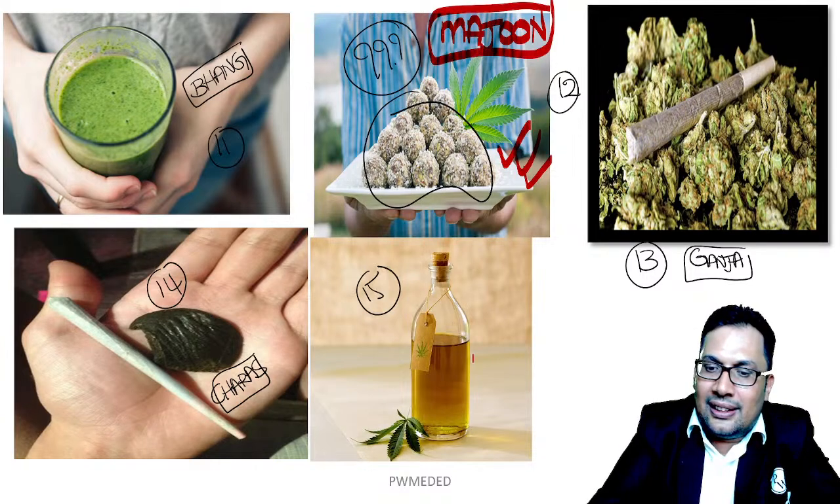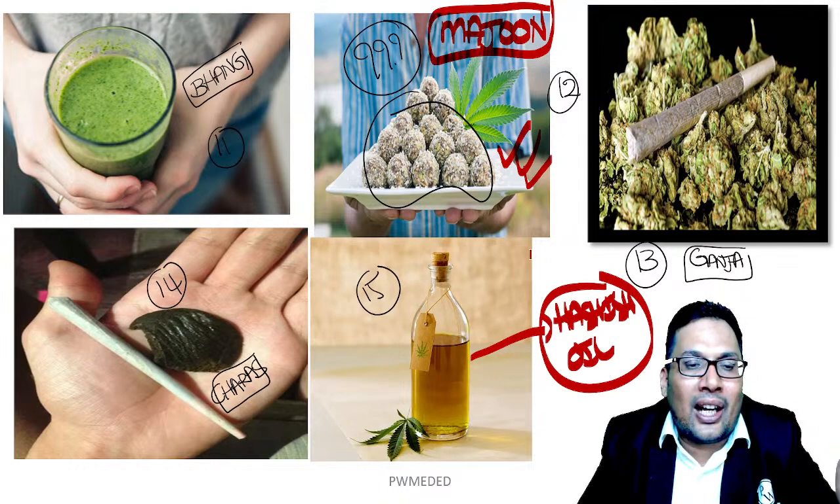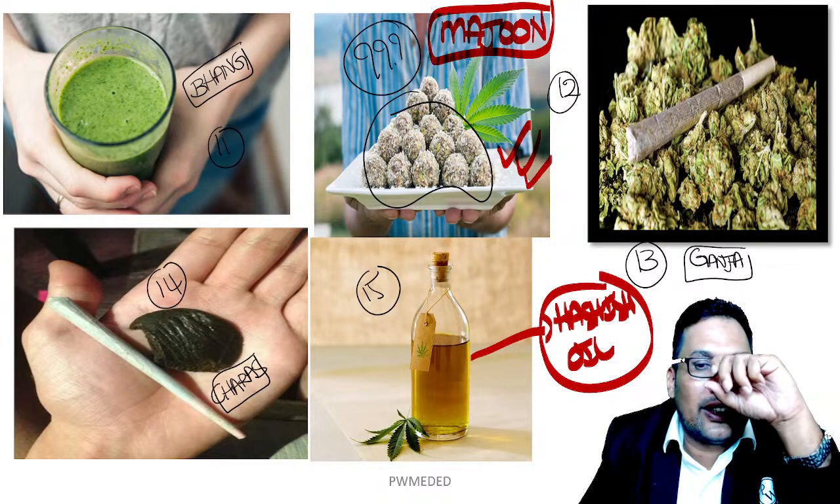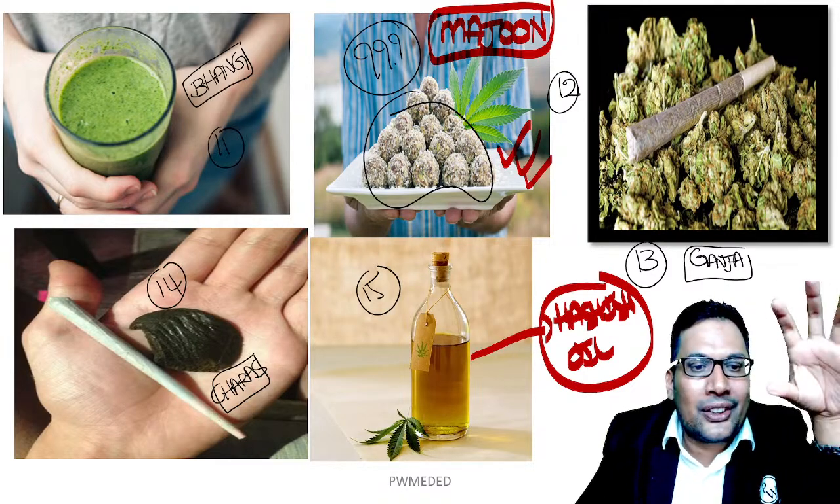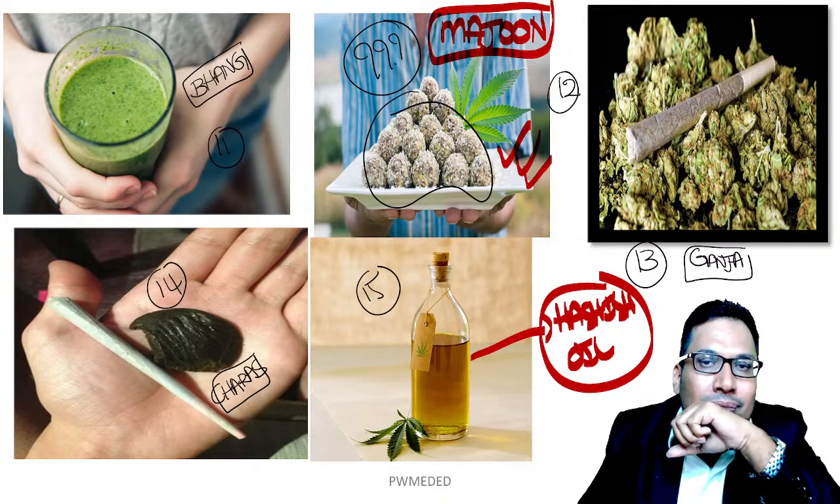And this is hashish oil. One of the most poisonous is the hashish oil. So hashish oil is the most poisonous among the 5. So there are 5 preparations: bhang, mazoon, charas, ganja, hashish oil.